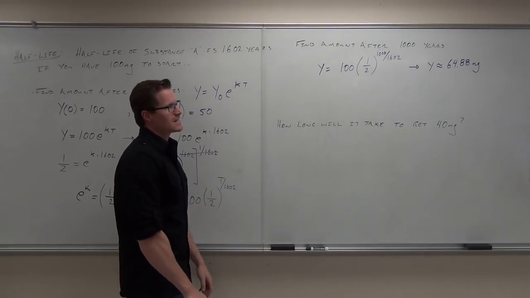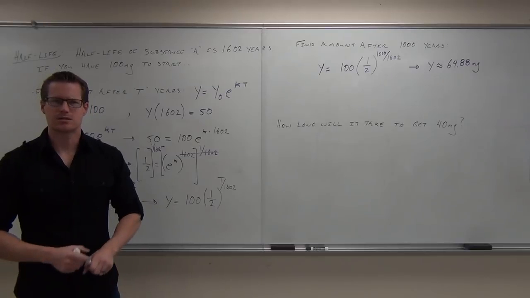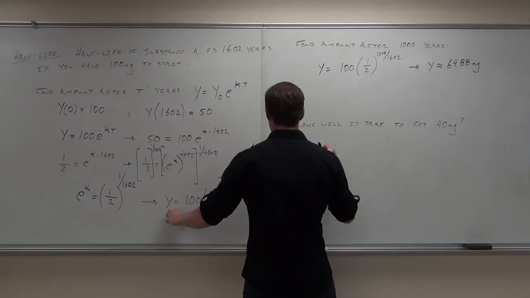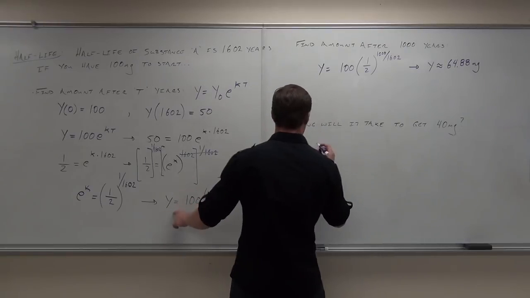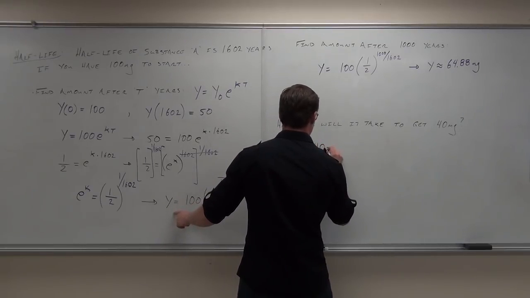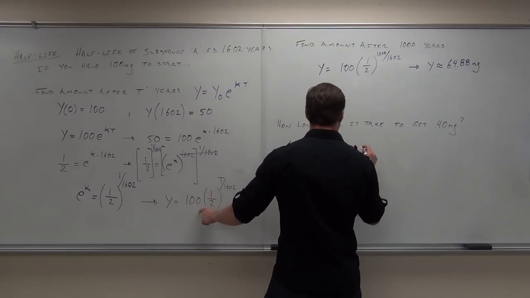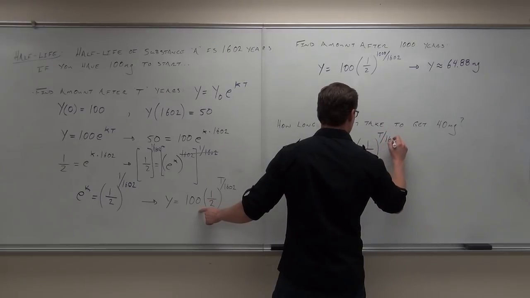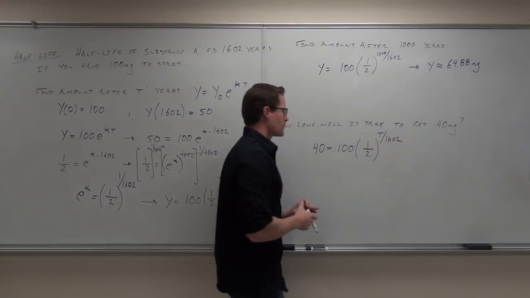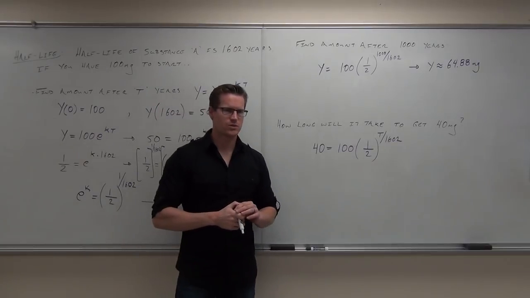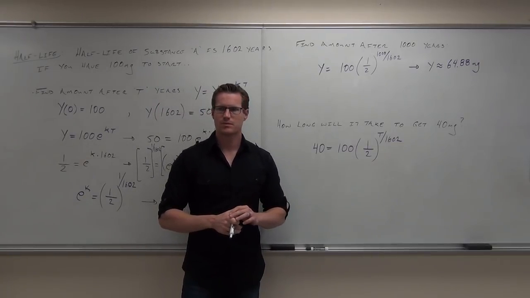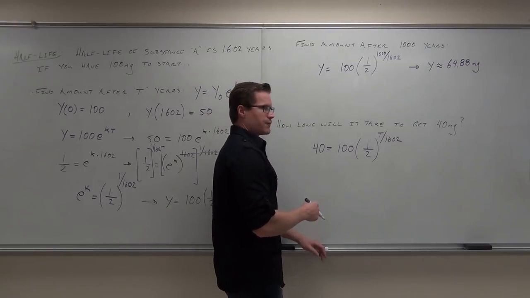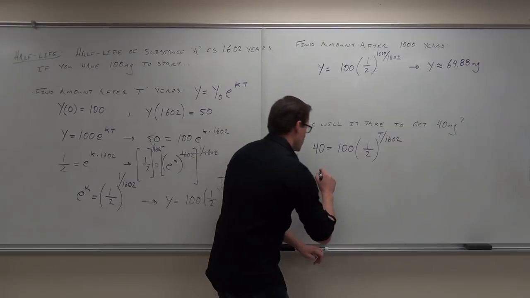How long will it take to get 40 milligrams? So what would we do in that case? In this case, we say, all right, we'll use our model here. If y stands for the amount of the substance left, then we're going to have 40 milligrams equals, well, the same model, 100 times 1/2 to the t over 1,602. How would you solve this? What would you do? Divide by 100 first. You divide by 100. So if we divide by 100, we get 4/10, we get 2/5.